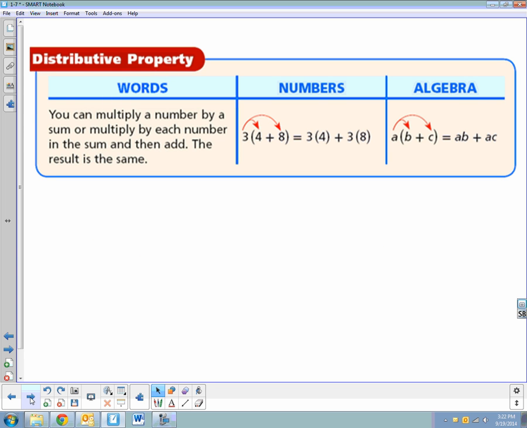Okay, distributive property is a third property that we have. The distributive property is the most used. Commutative and the associative we'll use a little bit, but really the distributive property we will use a lot. A ton. The distributive property allows us to distribute a number through the parentheses.